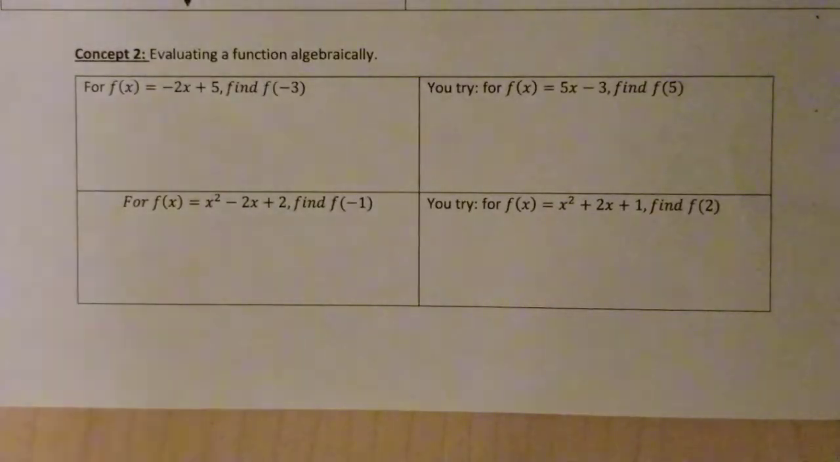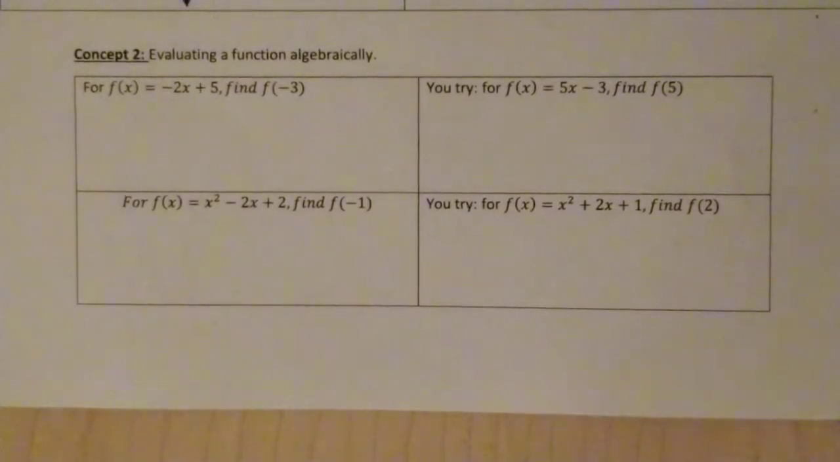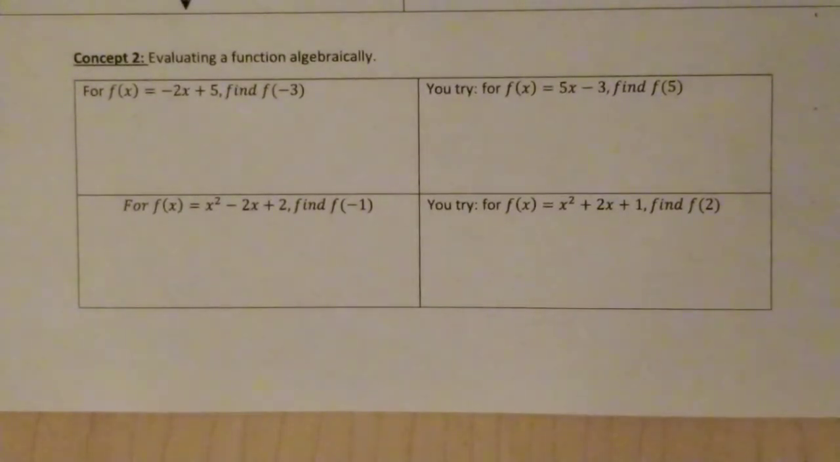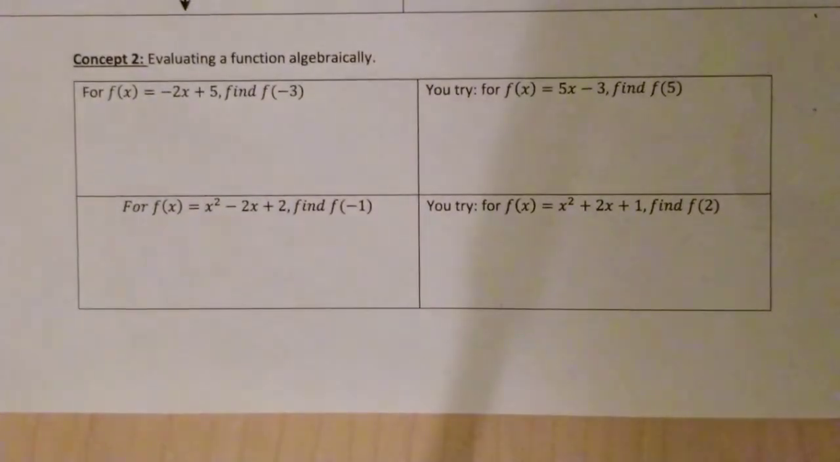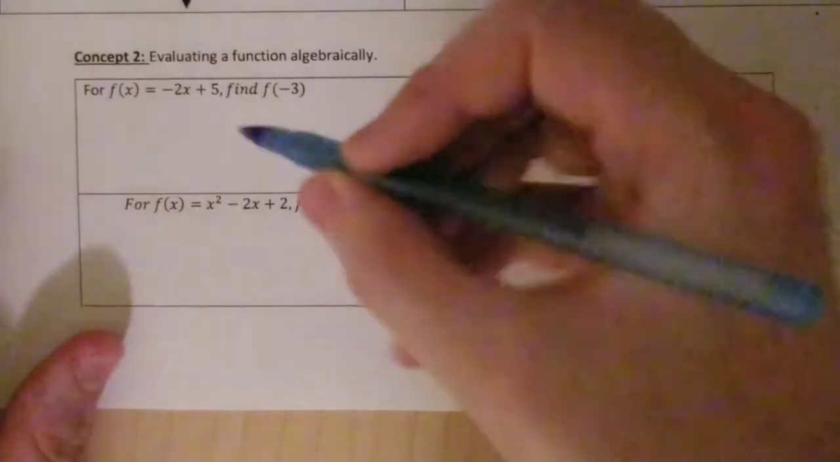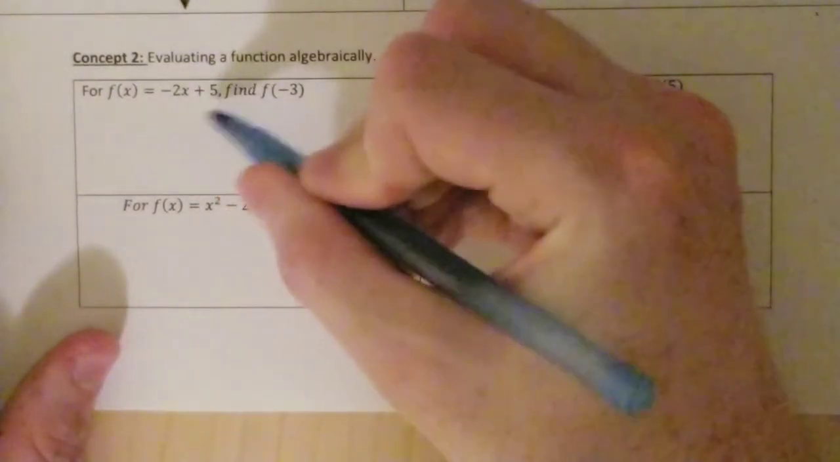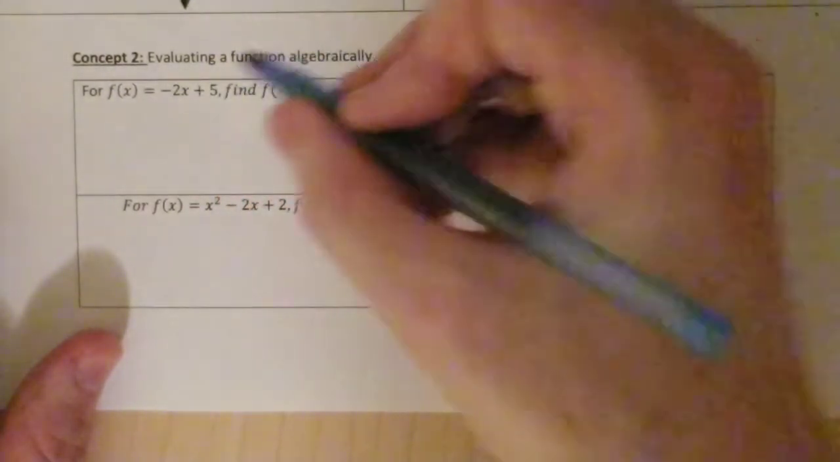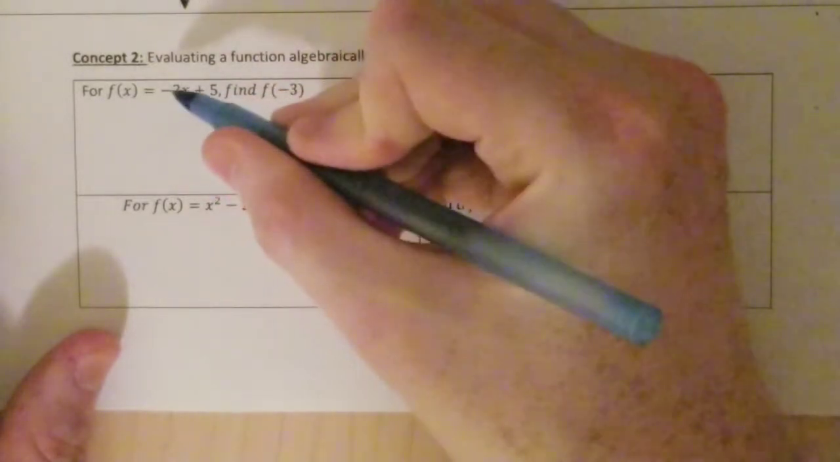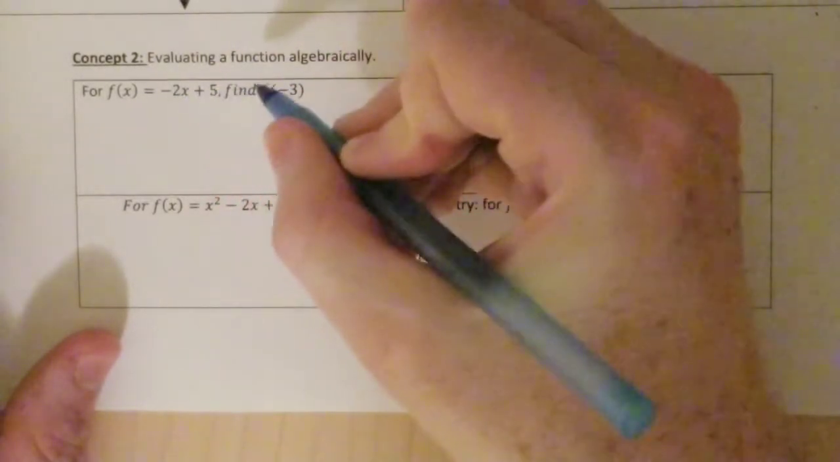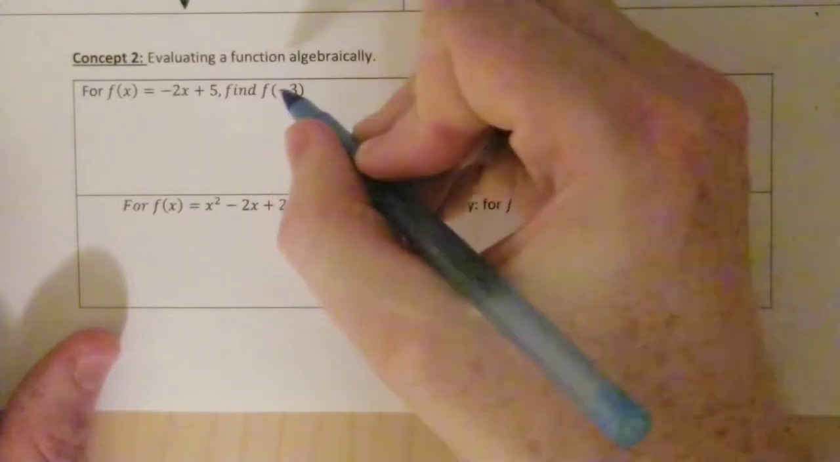All right, so our last concept we're going to be looking at is how to evaluate a function algebraically. So this should be review, but it's a good thing to get practice with because it's something that comes up a lot. Like for example, on the ACT, I would not be surprised to see a question similar to this. So it says for f of x equals negative 2x plus 5, find f of negative 3.